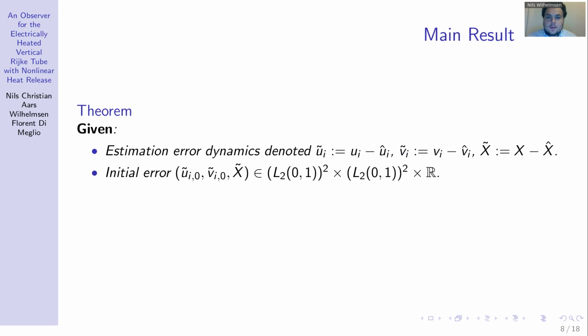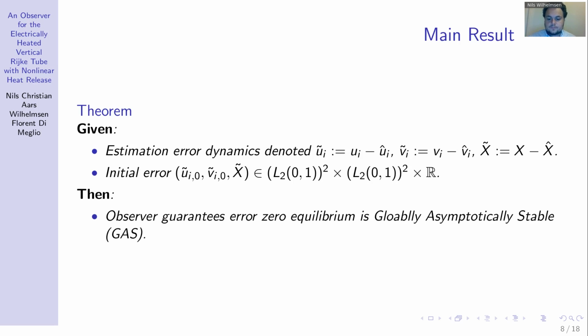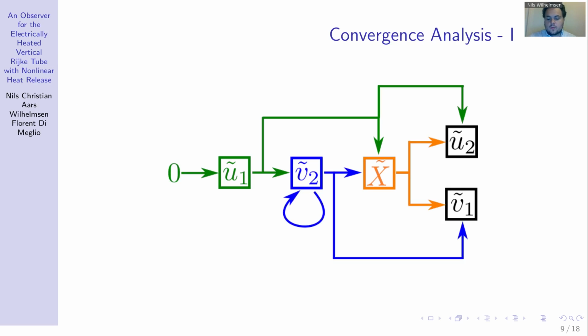We state now the main theorem of the paper, which asserts global convergence of the observer. Consider error states defined and initialized as follows. Then we can state that the observer guarantees convergence of the estimates to the true state, globally and asymptotically. An overview of the proof is now given.